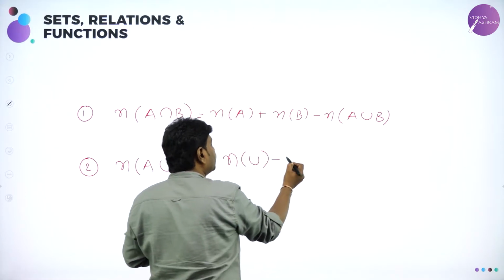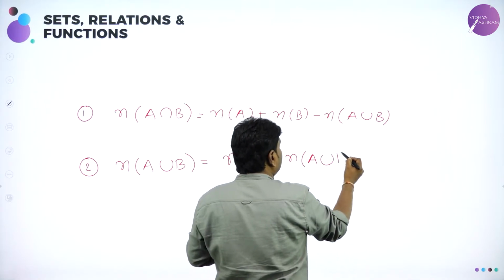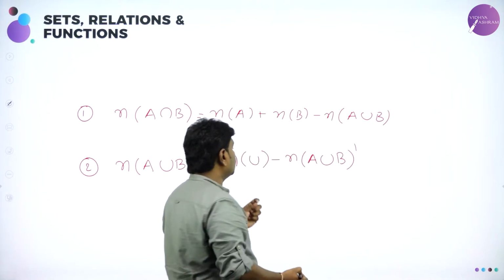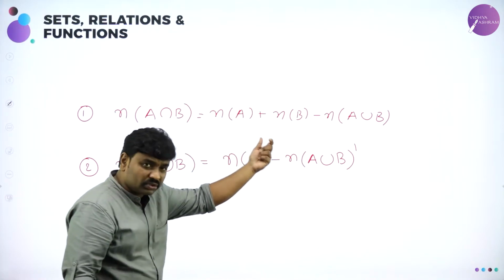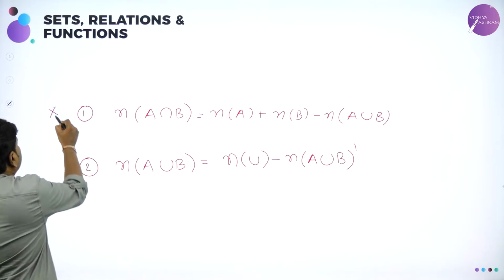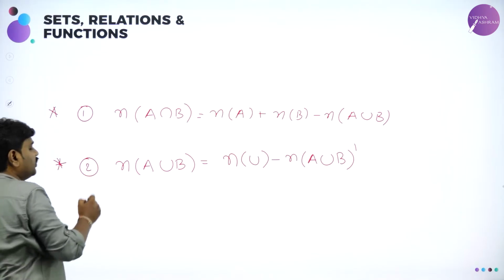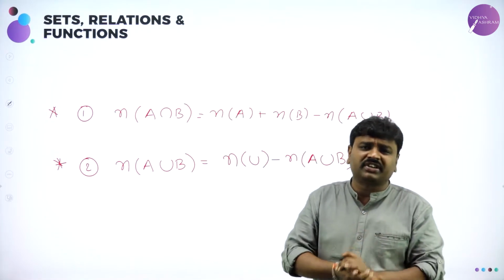And if you want n of A union B from the universal set, n of U minus n of A union B, the complement. From the universal set, if you remove the number of elements in the complement, you will get that set. So can you remember these two formulae so that we can go ahead with the problem? What is the first formula? N of A intersection B. What is n of A intersection B?